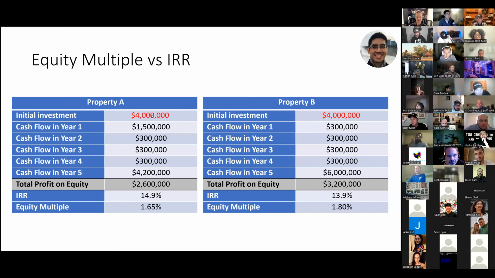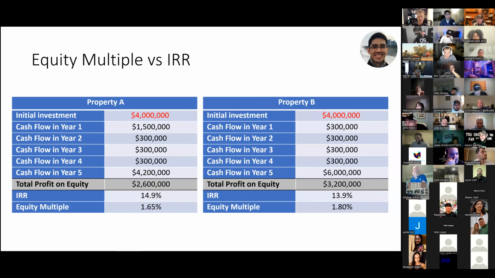Then A is good because if you invested 4 million, then in year one you would have gotten back out a significant amount of it, and you can put it into another investment. Then maybe that's your plan, and that's good for you. But if it's a long-term hold, and you really don't care how the money gets paid out, if it's like play money for you, and you know that the equity multiple is higher, then maybe property B.